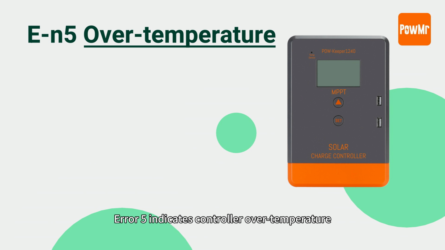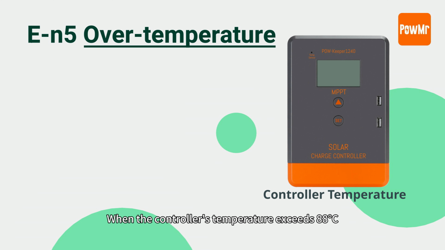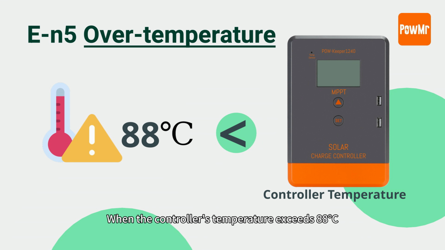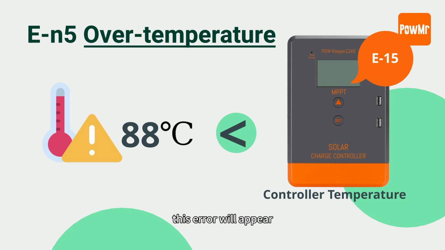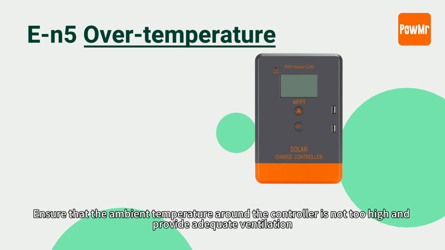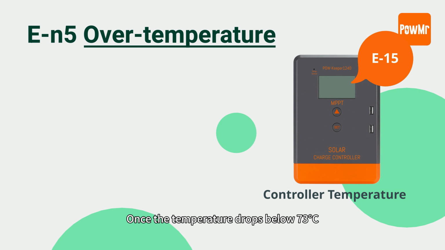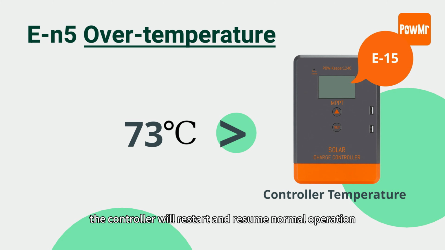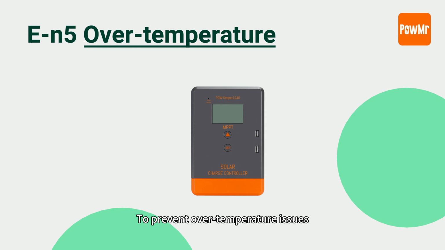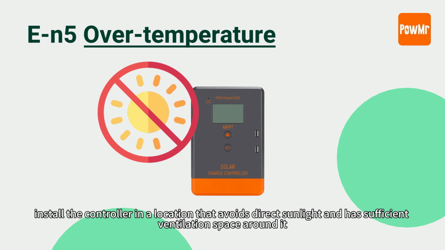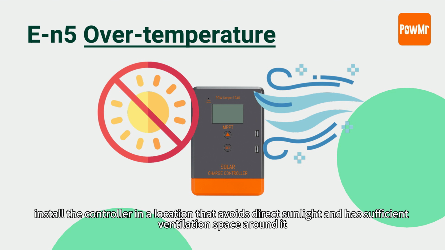Error 5 indicates controller over temperature. When the controller's temperature exceeds 88 degrees Celsius, this error will appear, and the charging will stop. Ensure that the ambient temperature around the controller is not too high, and provide adequate ventilation. Once the temperature drops below 73 degrees Celsius, the controller will restart and resume normal operation. To prevent over-temperature issues, install the controller in a location that avoids direct sunlight and has sufficient ventilation space around it.